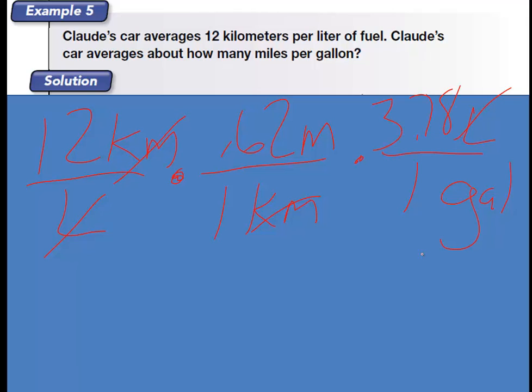All right, now it's just multiplying across the top. So you've got 12 times 0.62 times 3.78, all over 1 gallon, and if you throw that into a calculator, it comes out to be 28.1232. So we know that's approximately 28 miles per gallon.